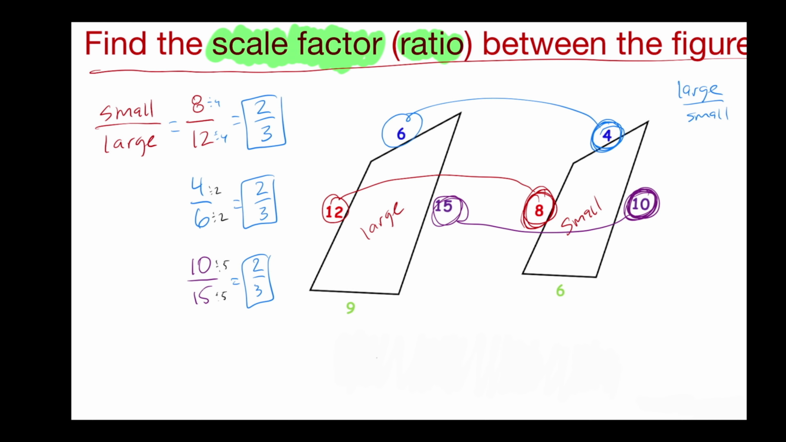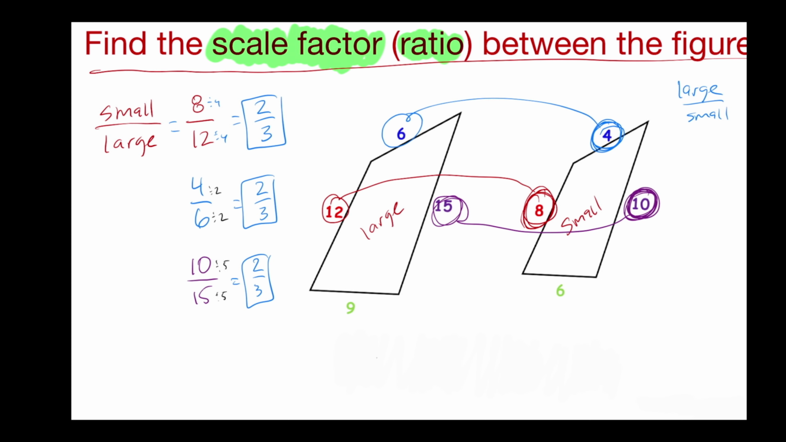3 of the sides give me 2/3. When I match up 3 of the sides, the red ones, 8/12 is 2/3. The blue ones, 4/6 is 2/3. The purple ones, 10/15 is 2/3. That's your ratio, right? This is proportional, mister, because they're all equal. But again, we need to be thorough.